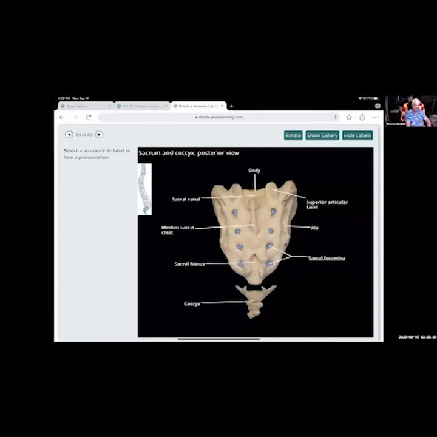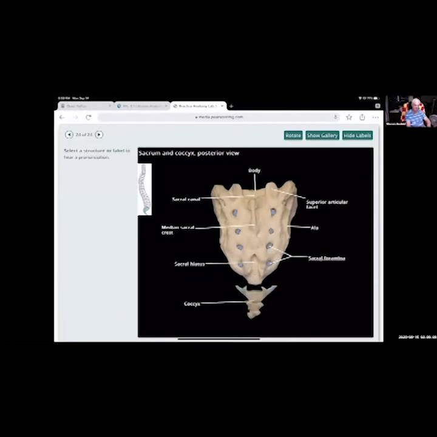Okay, so looking at the sacrum, you have the body. You have the sacral canal, which is the opening that the spinal cord runs through. You have the median sacral crest, which runs right down the midline. The sacral hiatus, which is the opening where your spinal cord exits. You have the coccyx bone, which is 3 to 5 fused vertebrae.